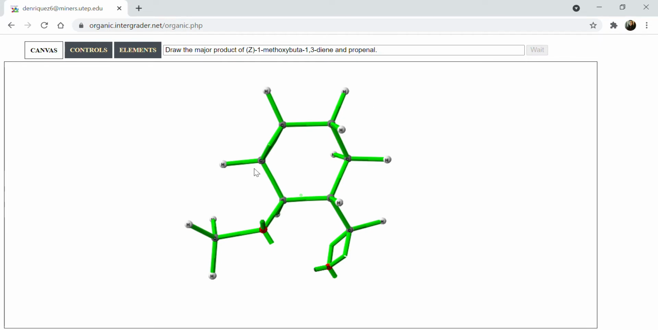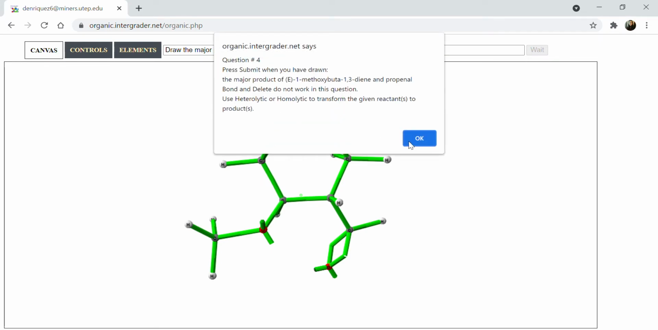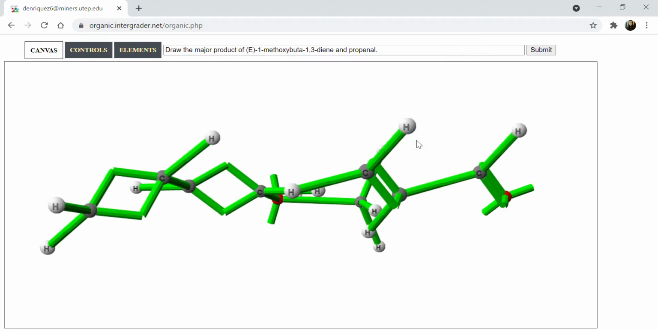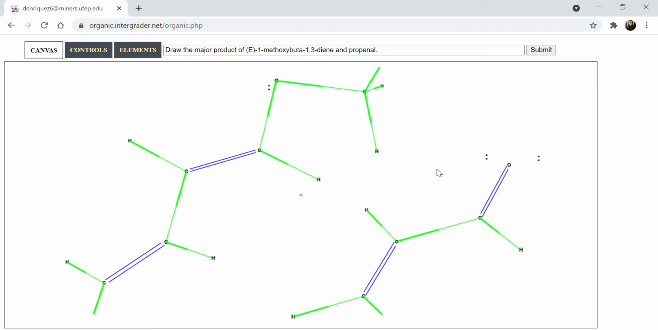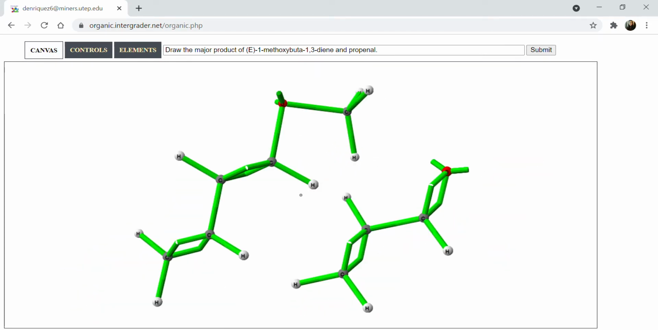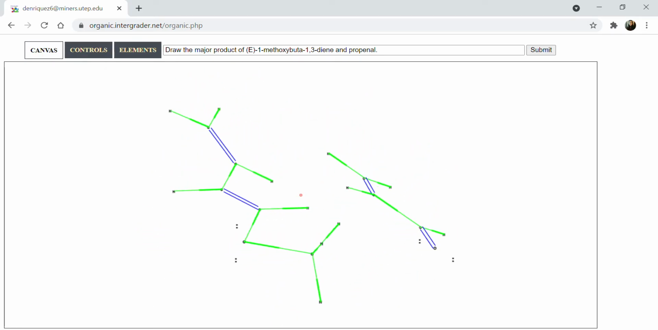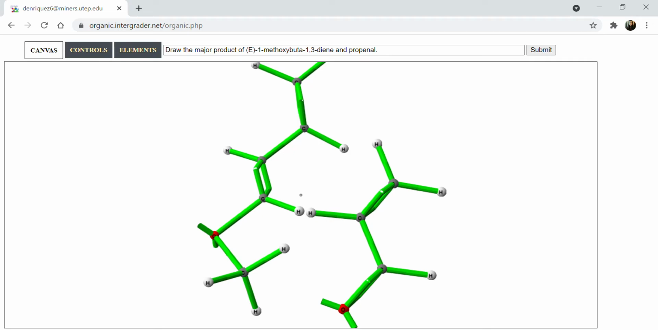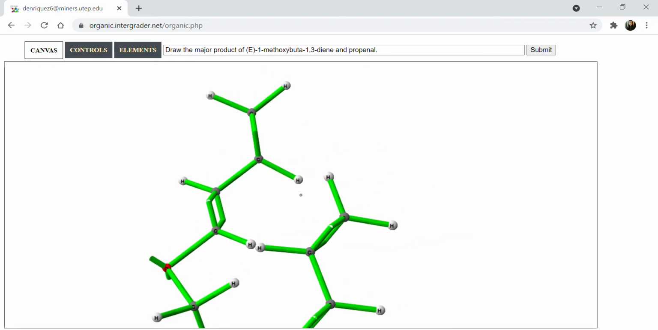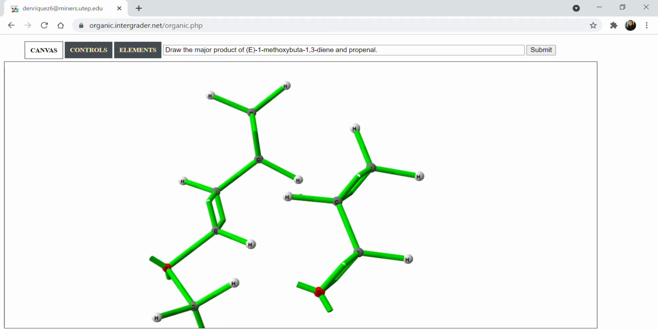So this one I tried doing myself before watching that video at the bottom, and I was lost. After that video, it just all made sense. Okay, so again, we have our diene on the left side, and we have our dienophile on the right side.